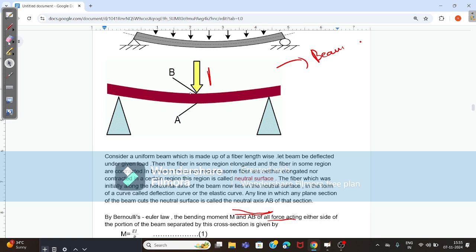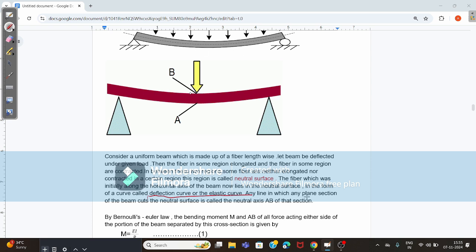The fiber which was initially elongated along the horizontal axis of the beam now lies in the neutral axis in the form of a curve called the deflection curve or elastic curve. This curve is called the deflection curve or elastic curve.